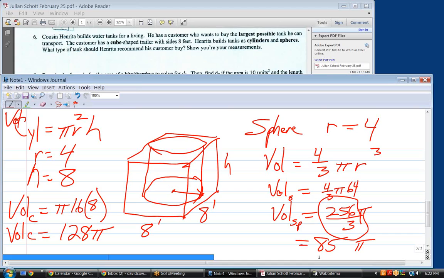So did I make a mistake here? Let's look at the volume of the cylinder. The sphere is definitely 4/3 pi r cubed, and r is clearly 4. 4 cubed is 64. 4/3 pi times 64, and this is pi times 4 squared times 8. Wow. It looks like the cylinder wins.